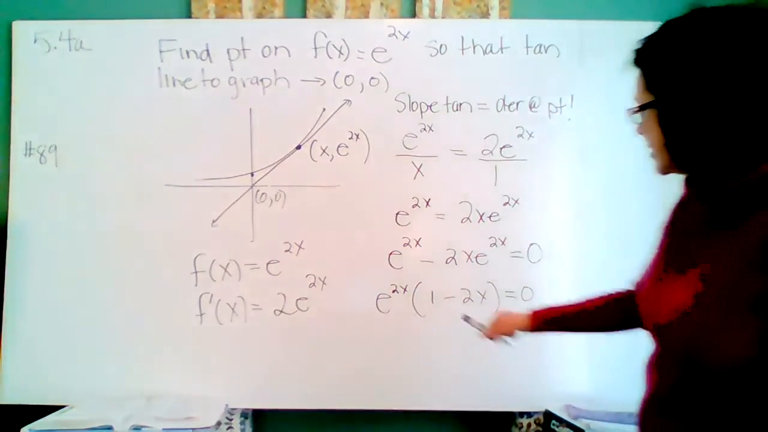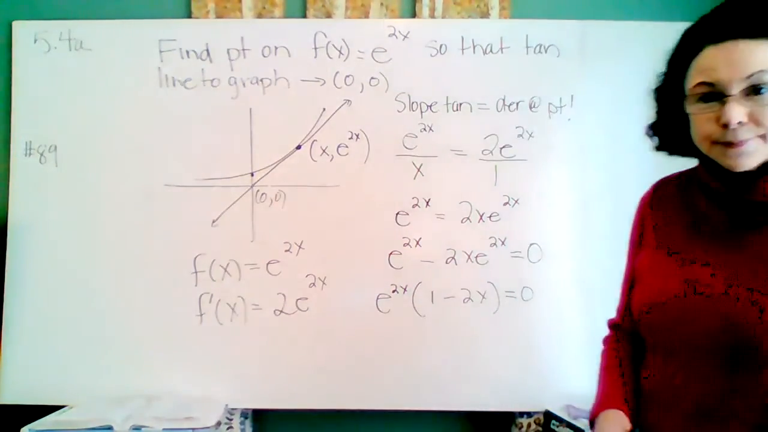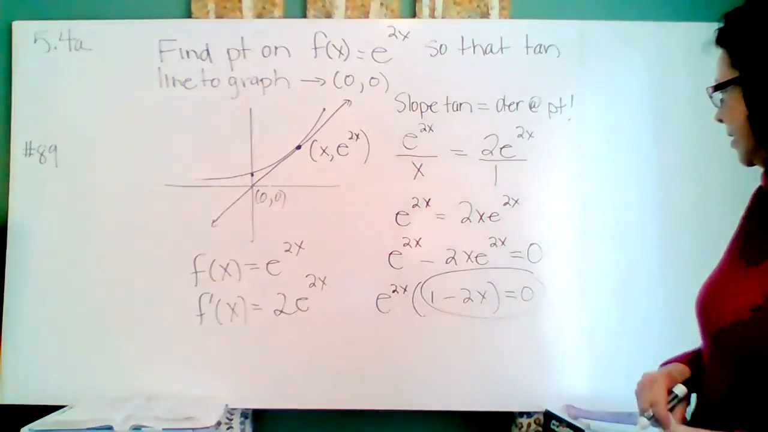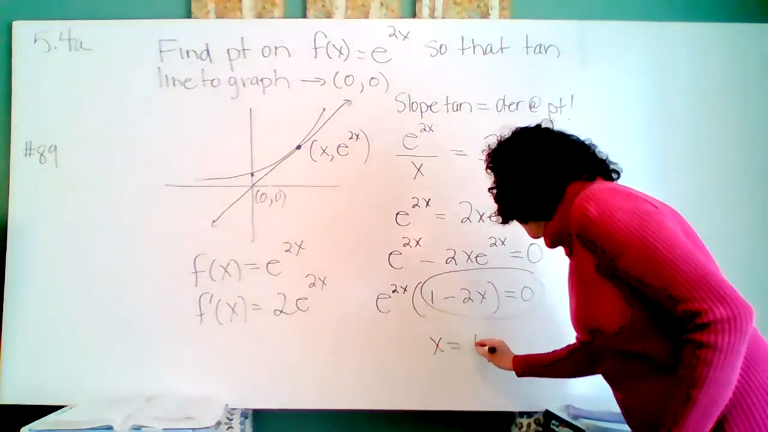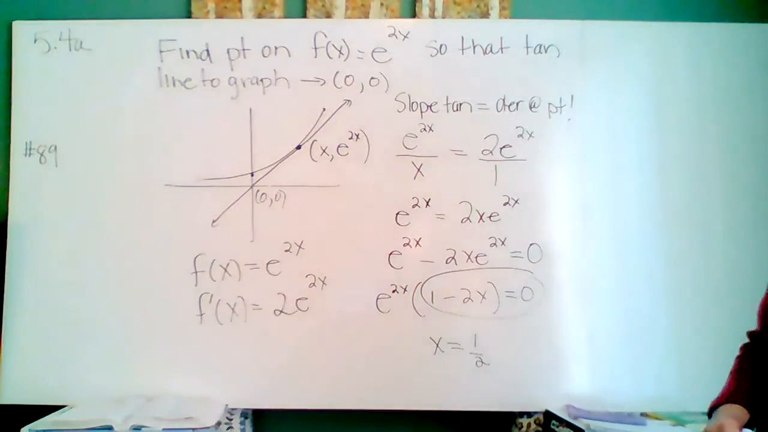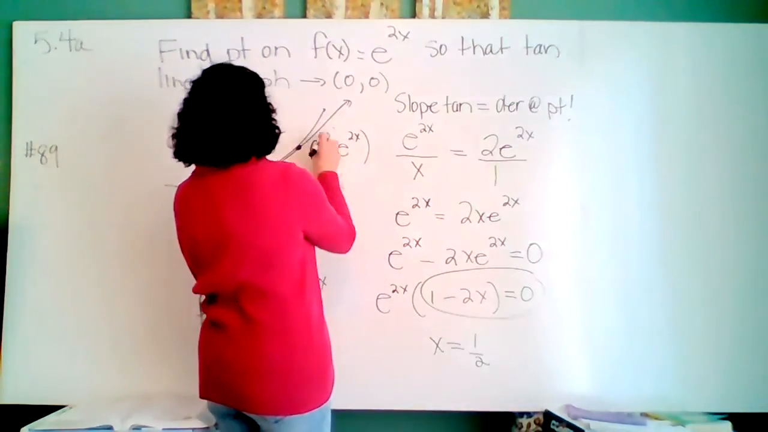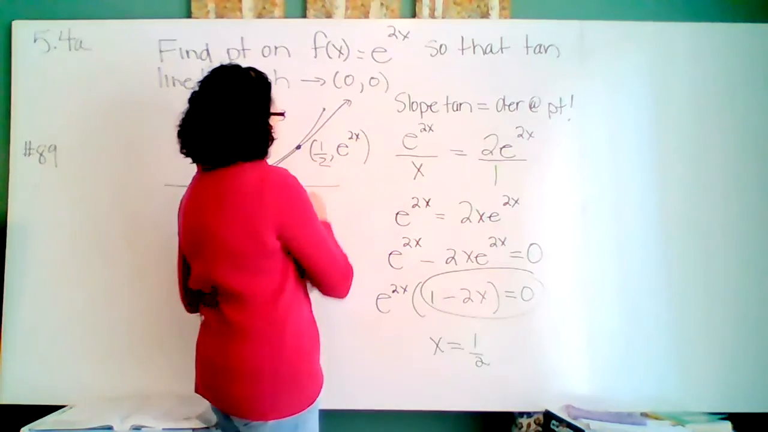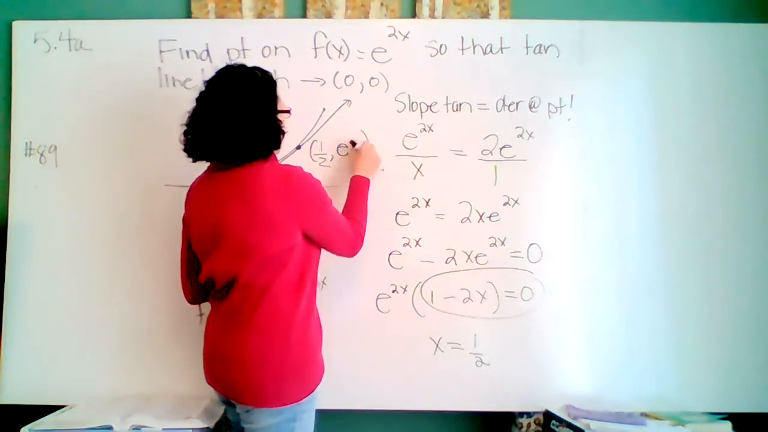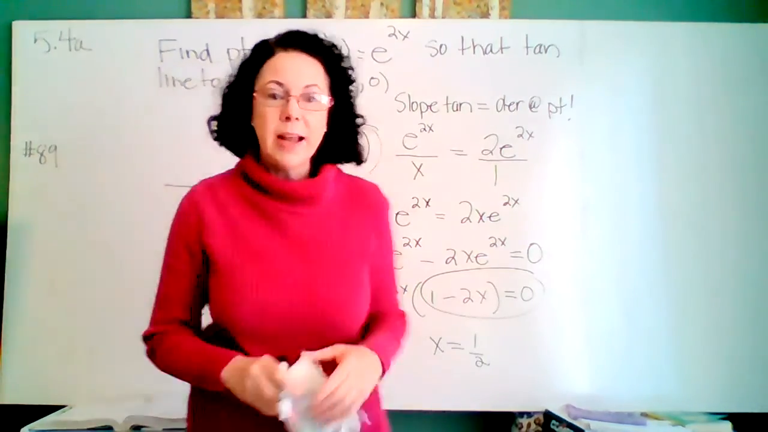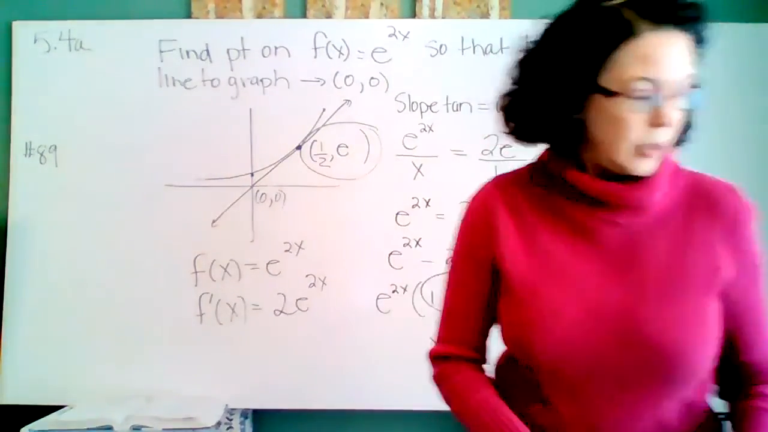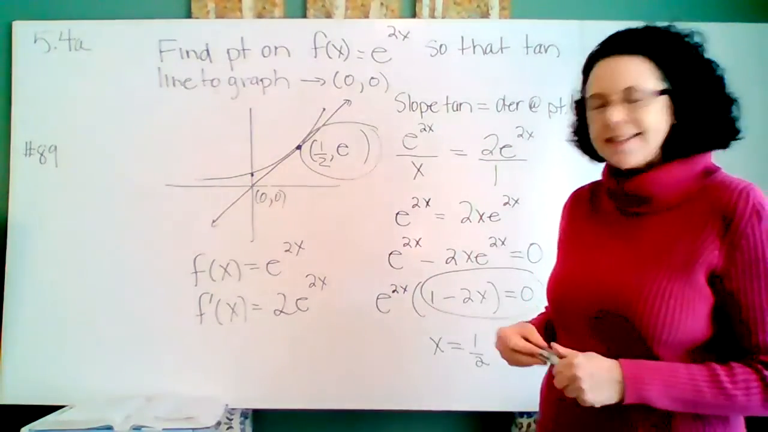Now, first of all, notice that e to the 2x is never 0, so I only need 1 minus 2x to equal 0. Notice that happens where x is a half. If I subtract a 1 and divide by a negative 2, I get x equals a half. So there we go. The x part of that point is 1/2. And when I put in the 1/2 here, 2 times a half is 1. And there we go. There is the point on the graph of e to the 2x where the tangent line goes through the origin. So I hope this is helpful to you.